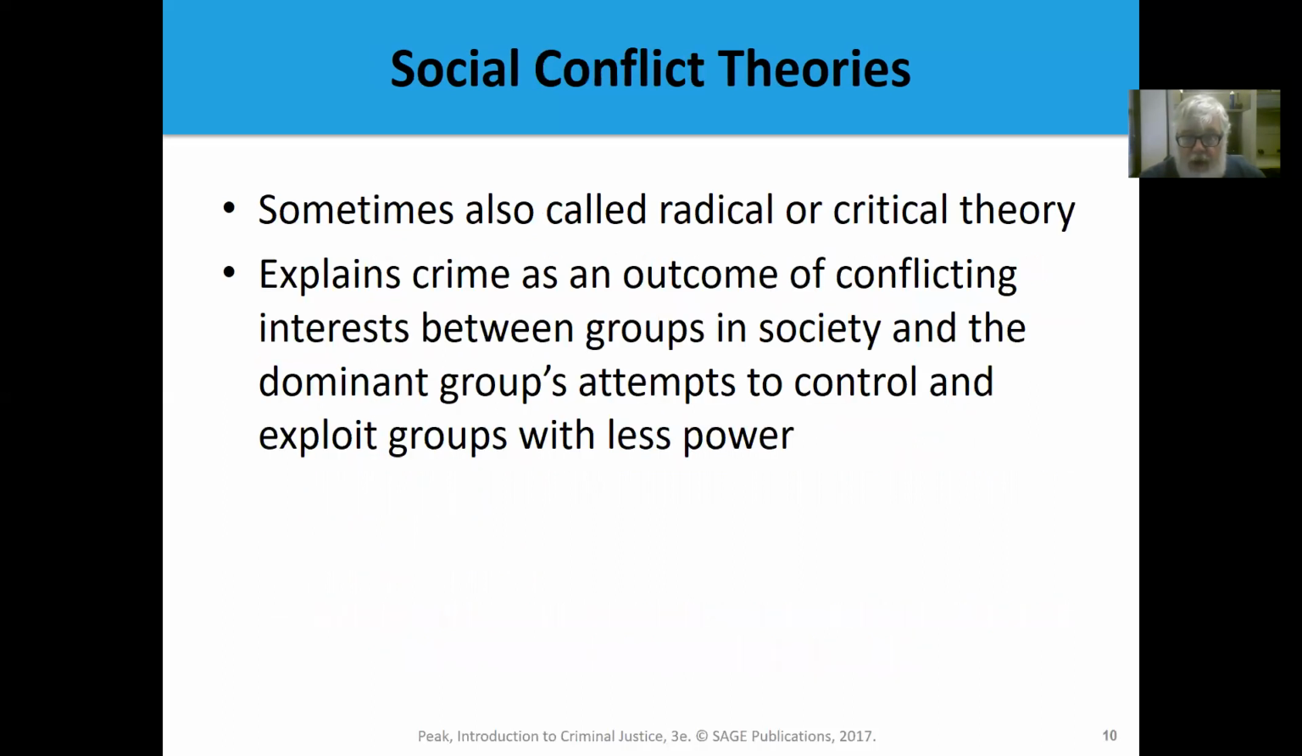Social conflict suggests that crime is a result of conflicts between groups within society, conflicting interests within those groups or between those groups. People with power exploit those without power, and therefore leading to crime.